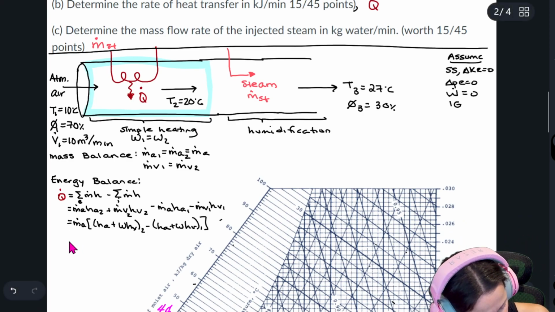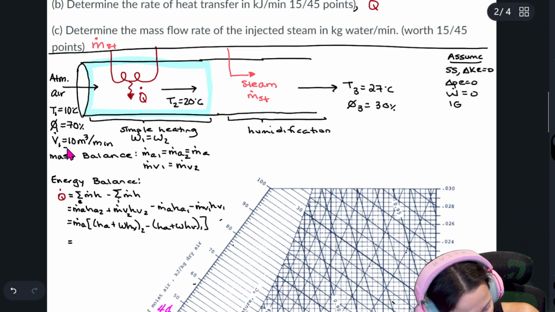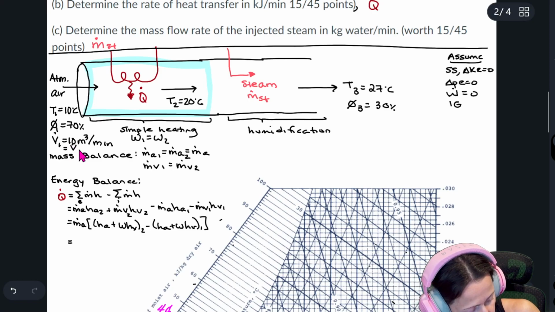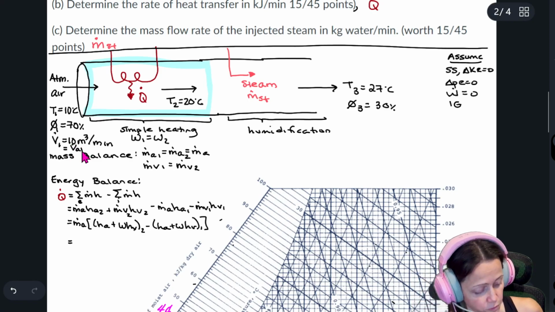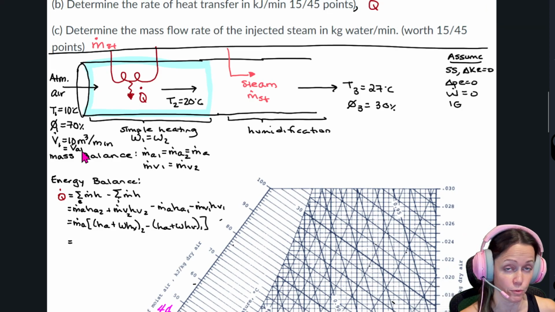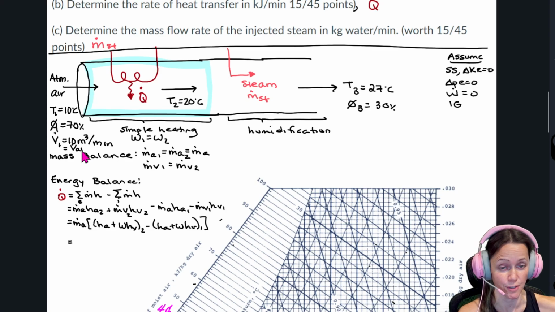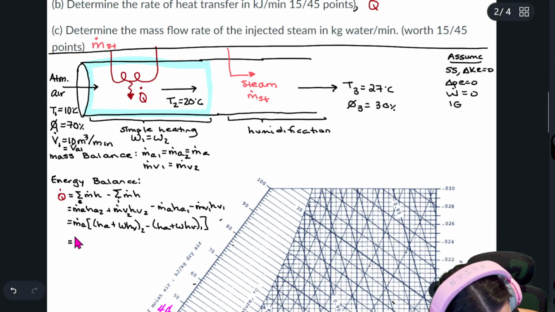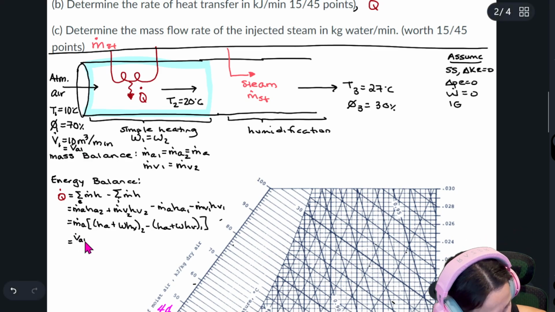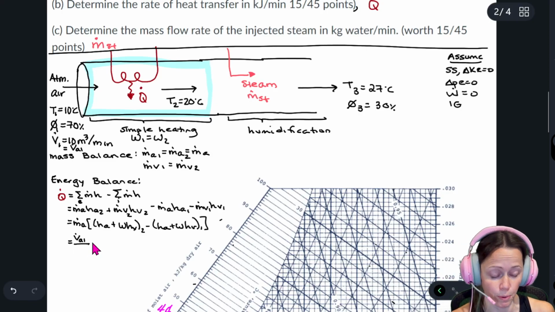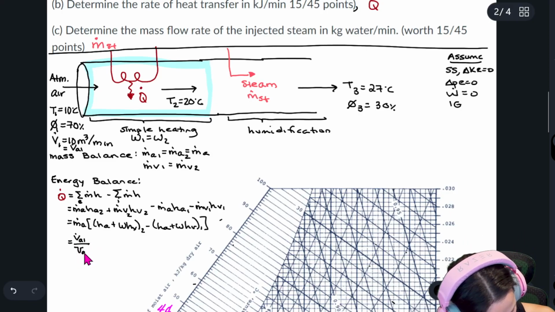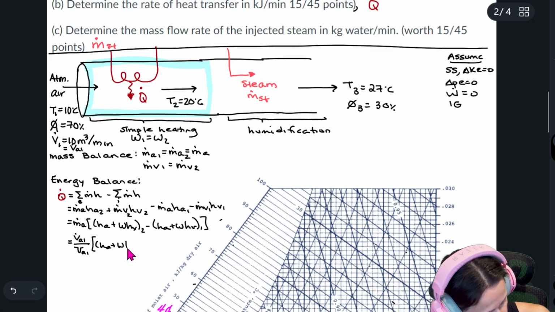If I say that this volumetric flow rate is the same as the volumetric flow rate of the dry air, which we did for the previous problem on this practice test, then we would put that mass flow rate in terms of V dot A over the specific volume of the dry air. So this would be V dot A1, that 10 meters cubed per minute, over our specific volume at 1.